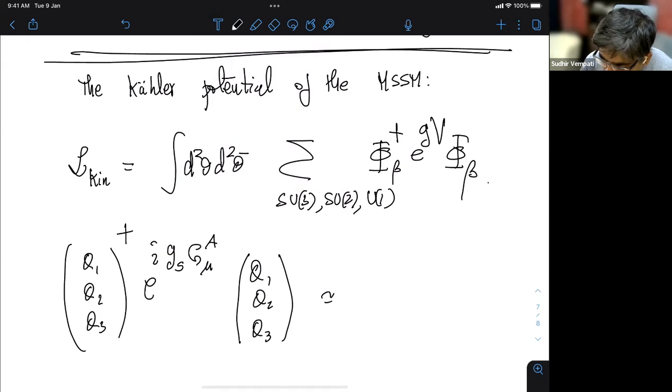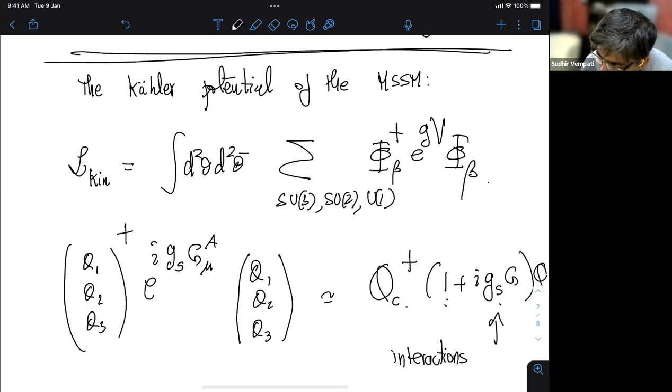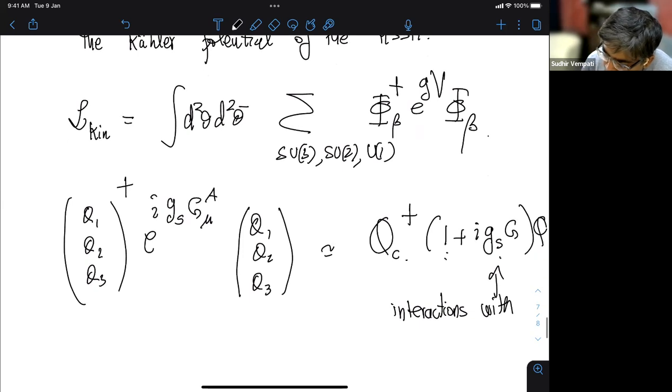If you expand it in terms of the colored Q dagger, 1 plus i g_s, like what we did for QED, the Q dagger Q gives you, for all the colored quarks, the kinetic terms, and then it gives you the interactions with gluons. So not just the kinetic terms for the quarks.